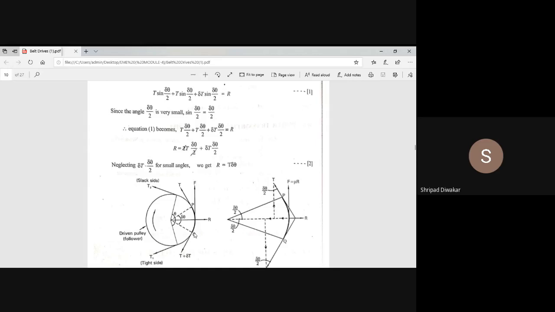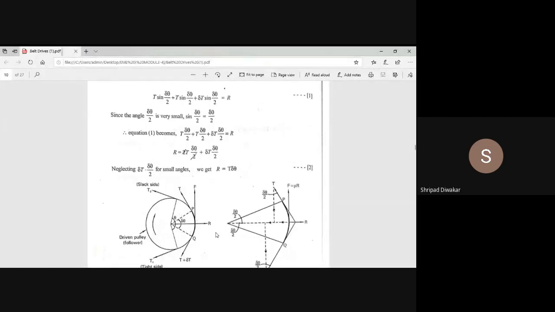So PQ is a small element, and for this particular element, delta theta is the arc of contact between belt and pulley. I'm not considering the entire belt. First, I'm considering a small element, then afterwards we will consider the entire element.